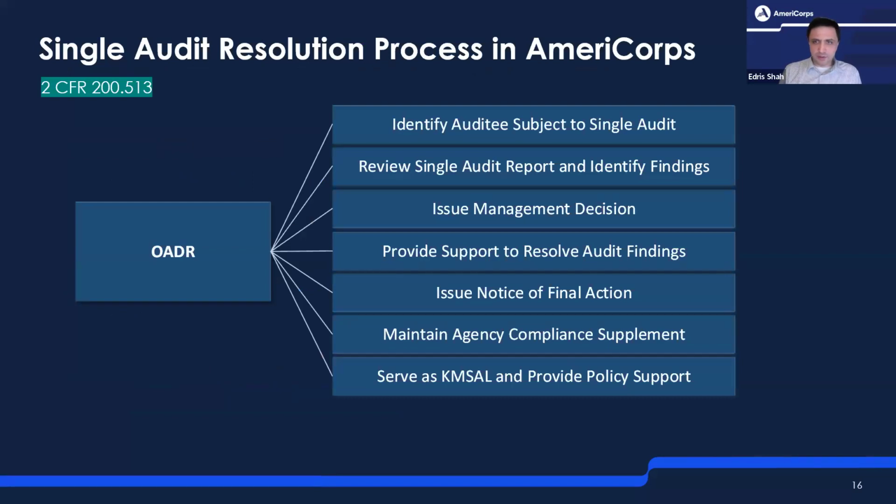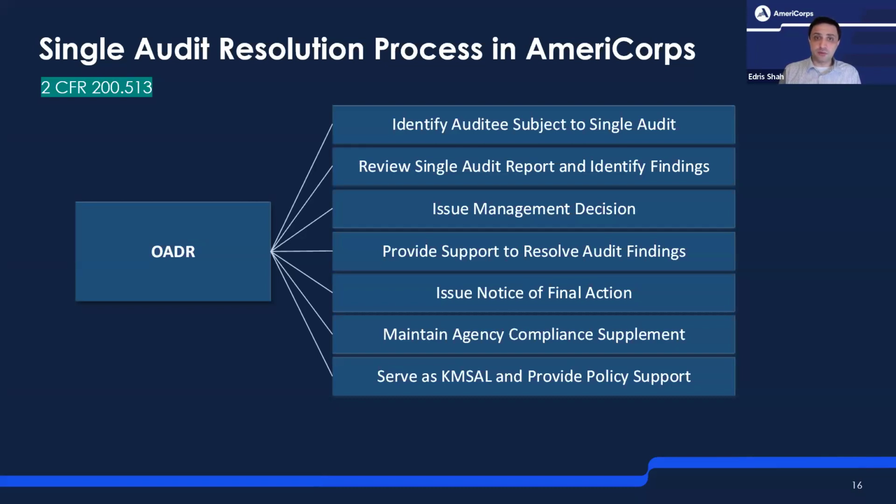As I said, I would spend some significant time here on the single audits, and now that we have covered some of these basics about the requirements, our role in OADR comes into the picture really when we identify findings. So, for example, in the single audit resolution process, some of the key activities that we perform are, first, identifying who is subject to the single audit, right? So we rely on the information that's submitted in the Federal Audit Clearinghouse. Once we identify who has submitted a single audit to the Federal Audit Clearinghouse, we review that audit to identify whether there are any findings.